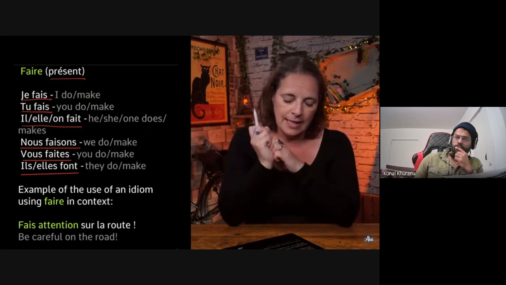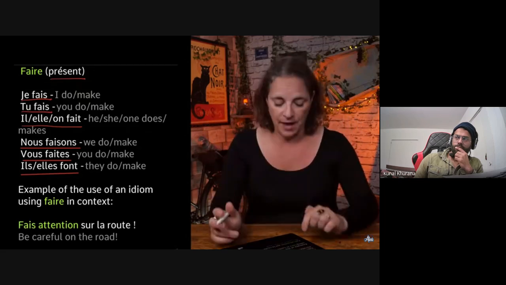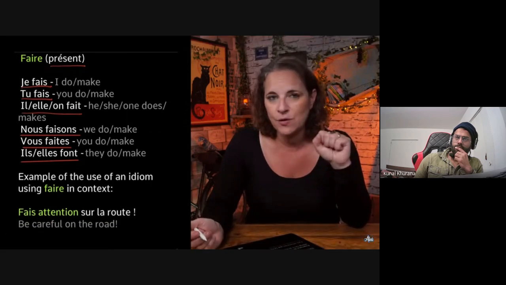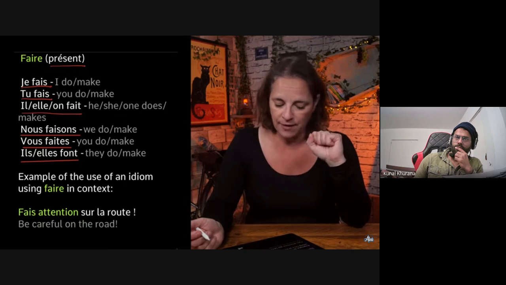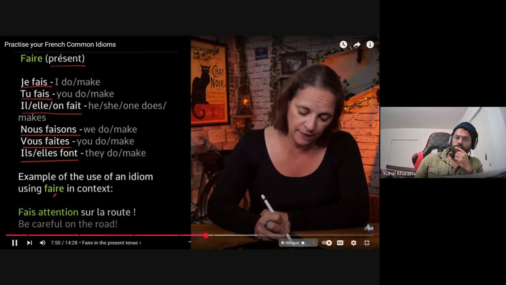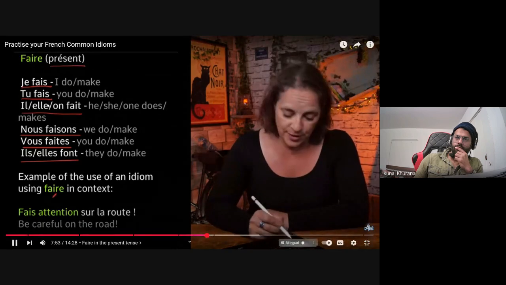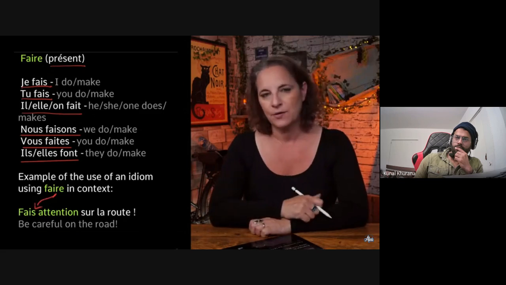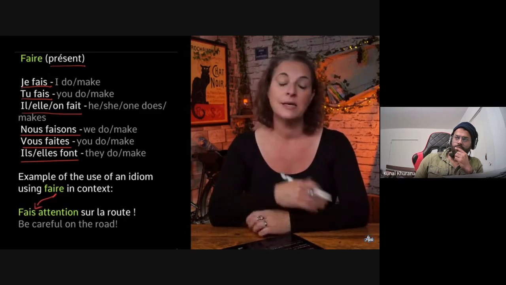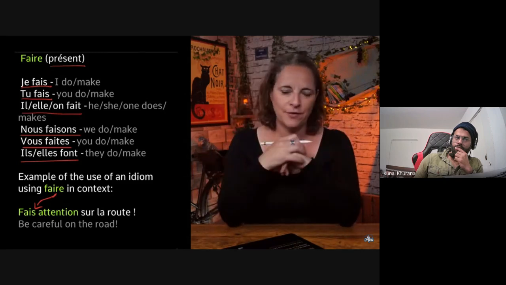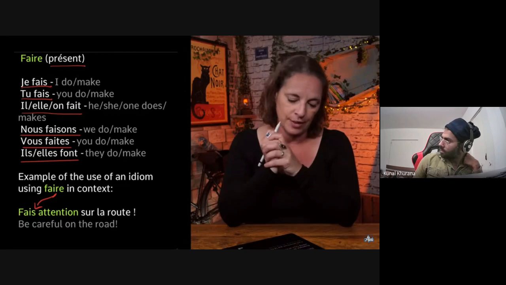Okay, so the example of the use of an idiom using faire, for example, we could say, fais attention sur la route. Fais attention sur la route. Be careful on the road, okay? So the way we've done that is we've taken faire, we have transported to you be careful on the road, which is tu fais attention sur la route. Here it's an imperative, so it's an order, so we don't need the you, be careful on the road, okay?